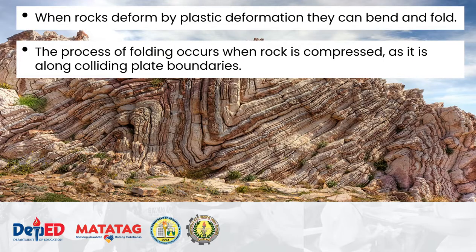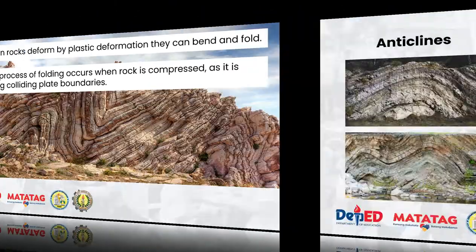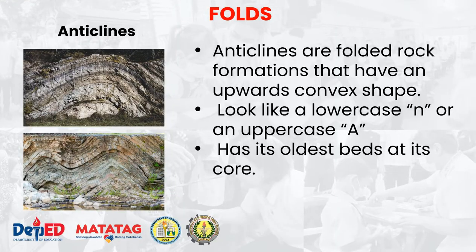And the process of folding occurs when rock is compressed, as it is along colliding plate boundaries. So, meron tayong tinatawag na anticlines. Anticlines are folded rock formations that have an upward convex shape. It looks like letter N, pwede rin namang uppercase na letter A. Ito tinatawag na oldest beds at core. Ang mga anticlines are folded convex upward.